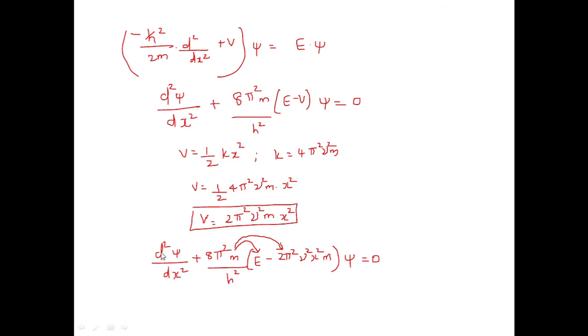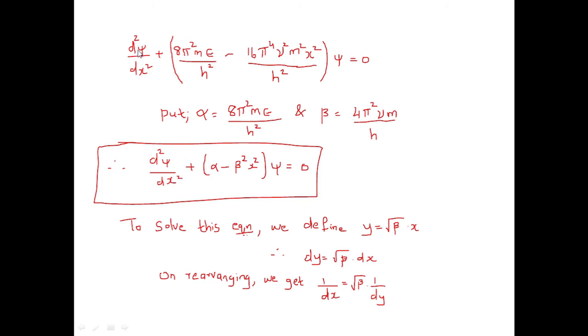Therefore, we get d square psi by dx squared plus 8 pi squared m by h square of (E minus, instead of V, we have written 2 pi squared nu squared m x squared) of psi is equal to 0. Now we have to multiply both these terms with this 8 pi squared m by h squared, that is, we are opening the bracket here. So we will get d square psi by dx squared plus 8 pi squared m E by h square minus 16 pi raised to 4 nu squared m squared x squared by h squared of psi is equal to 0.